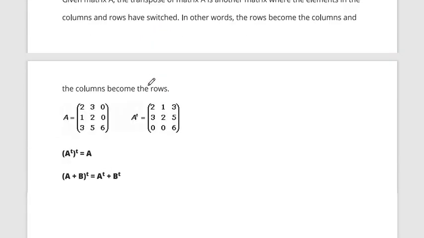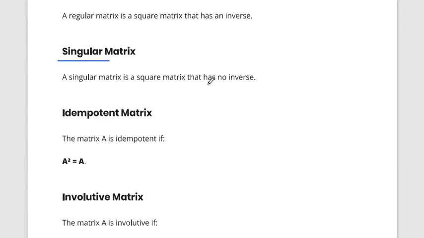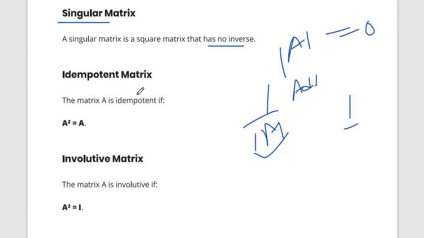This we already know. Next, a singular matrix has no inverse. Which matrix has no inverse? A matrix whose determinant is equal to 0, so we cannot find the inverse. Why? What is the equation of inverse? It is 1 upon mod A multiplied by adjoint A. If the determinant is 0, then 1 upon 0 is not possible. So it is called a singular matrix.